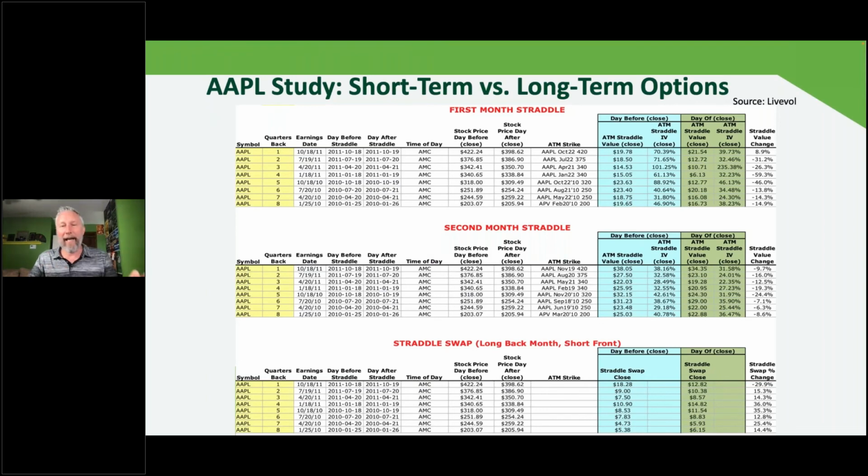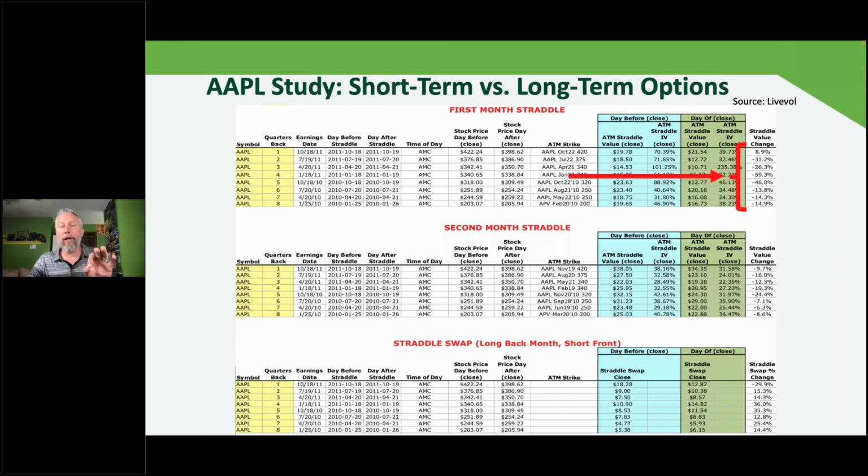Now, there's a lot of data here. Don't get too hung up on trying to read all the numbers. Later, I'll explain how to simplify all of this. For now, here's what's important. If you sell short-term options the day before an earnings event, they lose value greatly once earnings are announced the next trading session, which is good because you're short them.